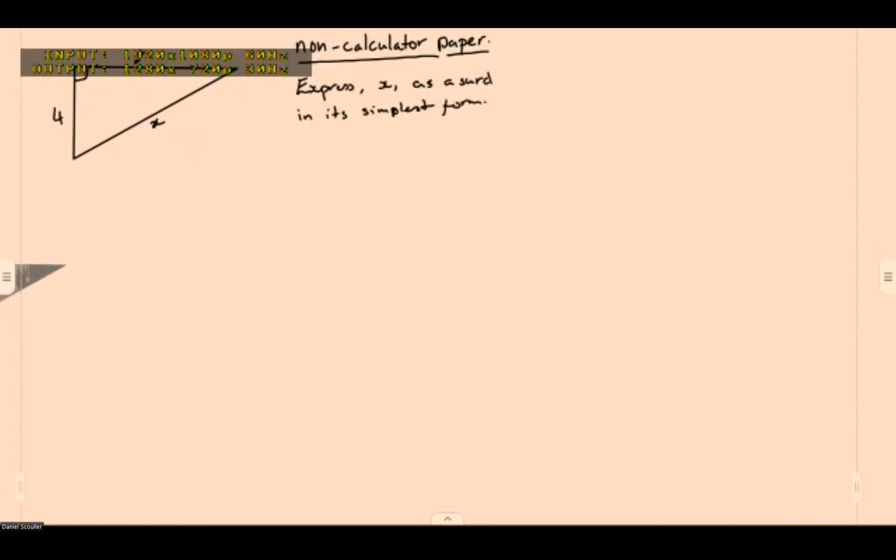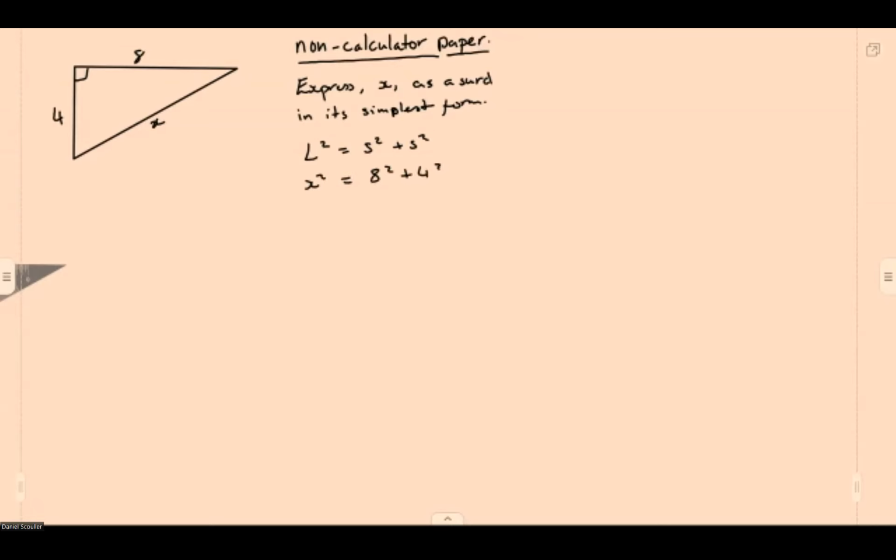Okay. So again, long side squared equals short side squared plus short side squared. That's how you'd work it out. It's a right angle. And long side squared was labelled as x. Short side squared, we've got 8 squared plus 4 squared. So 8 squared equals 64 plus 16. X squared equals 80. So we get to that point in a non-calculator paper, things are going quite well. And then we need to move that over.